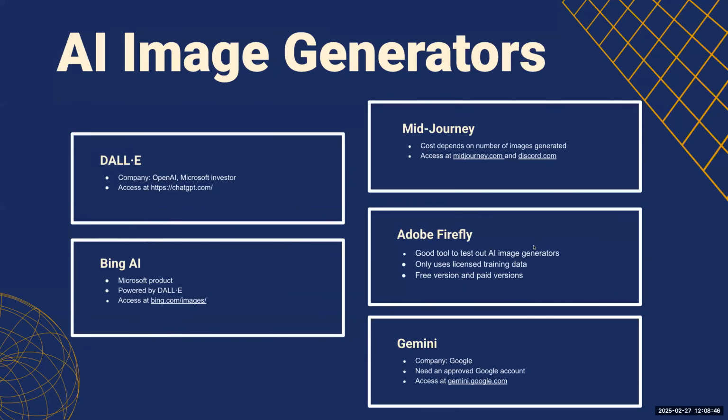Adobe Firefly is another one created by Adobe, and Gemini was developed by Google. So the ones on the right here are using a completely different model. They're not using ChatGPT's model to create the images. They're using their own models. So what you see is very different types of images that these tools will generate.